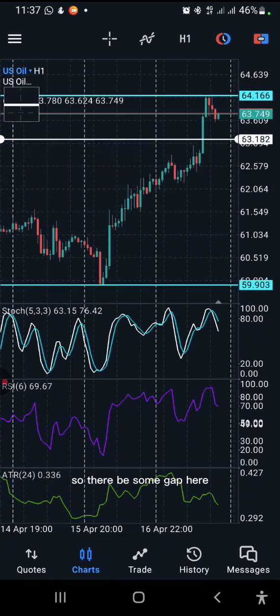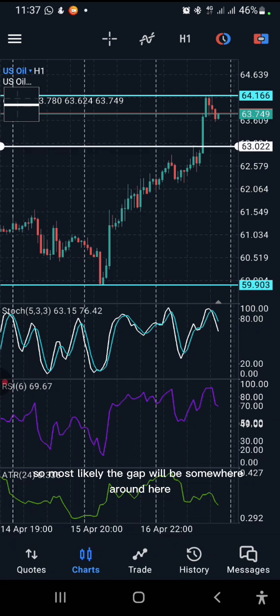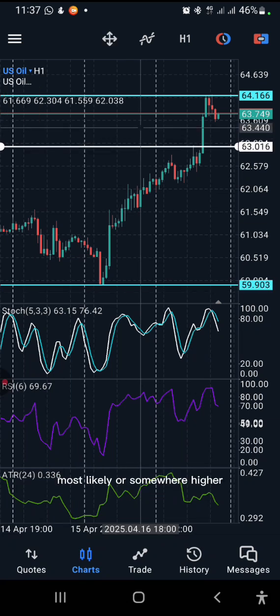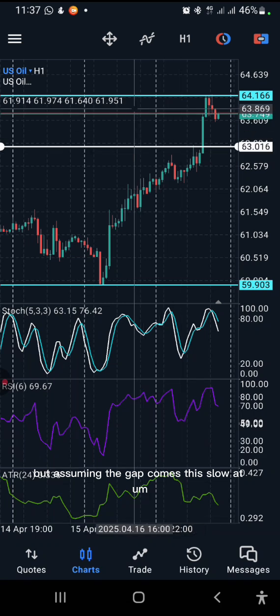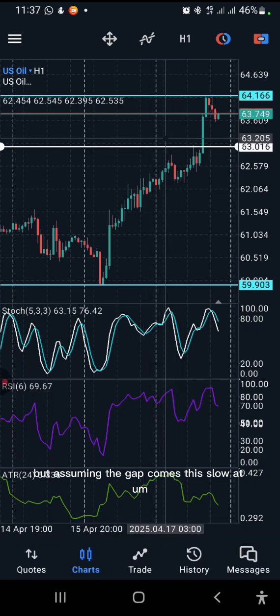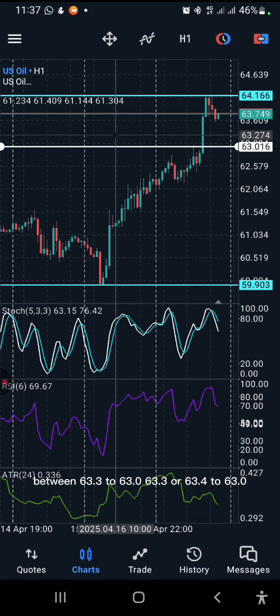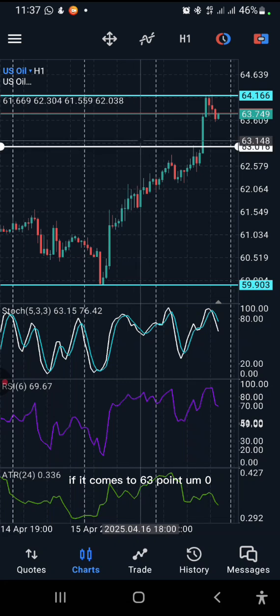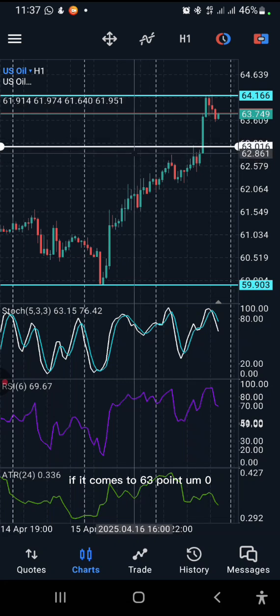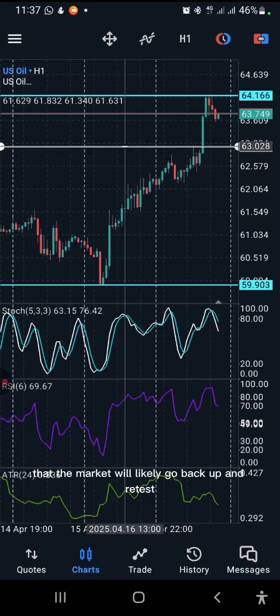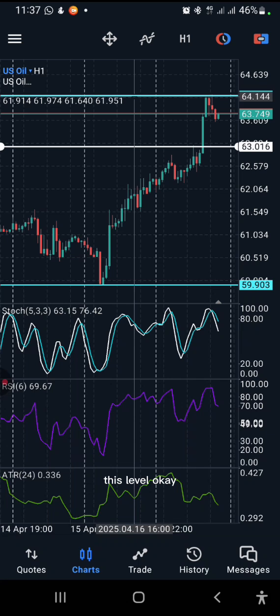There'll be some gap here, so most likely the gap will be somewhere around here, or somewhere higher. But assuming the gap comes as low as between 63.3 or 63.4 to 63.0, if it comes to 63.0, you know that the market will likely go back up and retest this level.